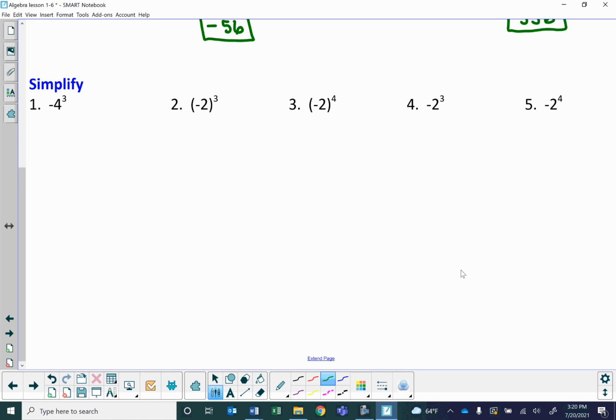However, notice there's no parentheses here. So this is saying the opposite of 4 times 4 times 4. That's what it means. It means the opposite of 4 to the third. 4 times 4 is 16. 16 times 4 is 64. So this answer would be negative 64.